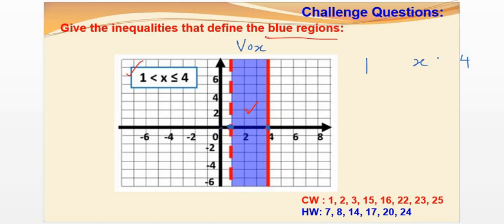Now the signs go this way. Because 4 has a solid line, I have to make this symbol less than or equal to. The symbol that will go with 1 has a dotted line, so it will remain like this. Clear? So that's all for this exercise now. I hope you understand it.